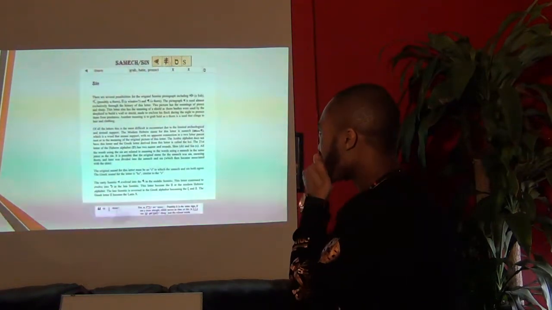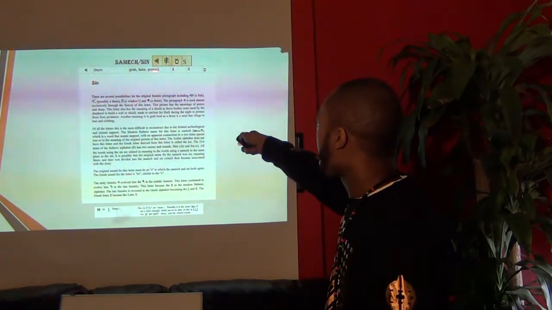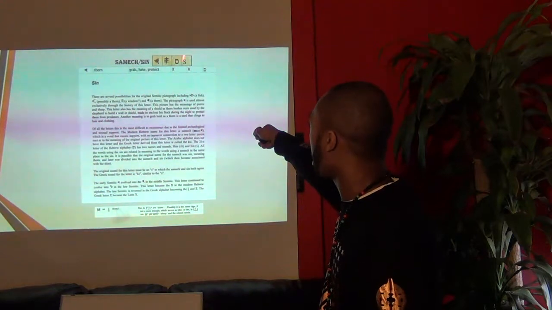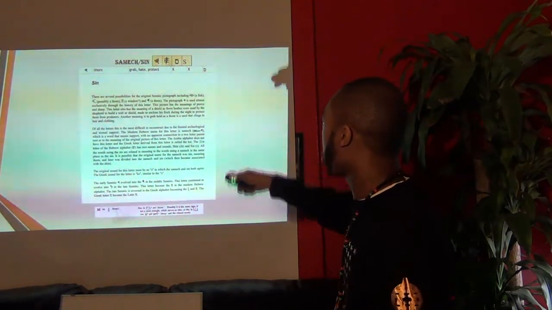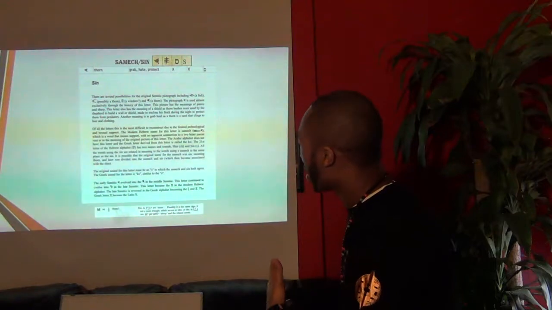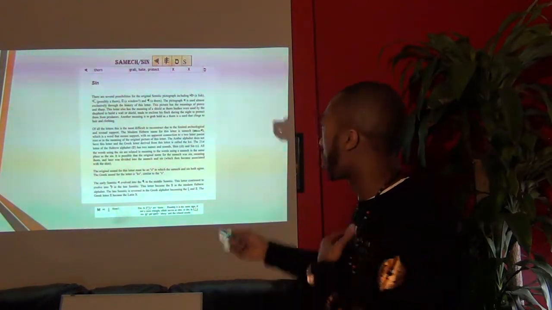Let's move forward. Samek. Okay, Samek is this image here, Paleo-Hebrew, modern, and English S. It's a thorn, which means grab, hate, protect. Alright, it's similar to our X in English, alright?